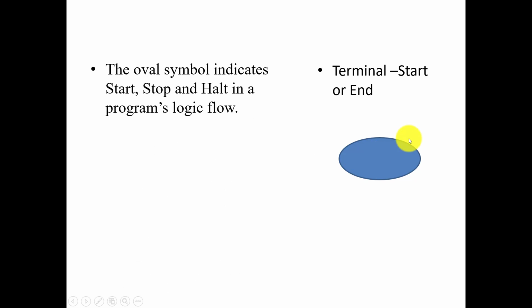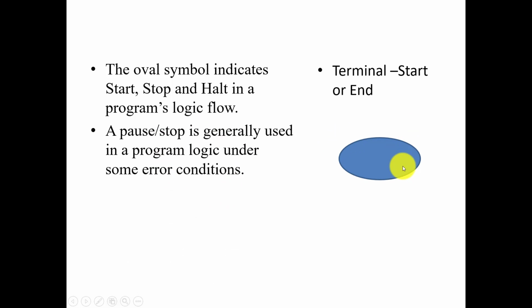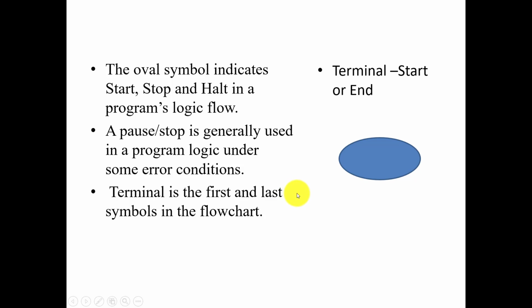The first symbol is the terminal, start or end. It is indicated by the oval shape. This oval symbol indicates your flowchart is going to start, stop or halt in the program logic flow. That is, it is used for starting and also to stop or pause in the logical order, or if some error occurs in the program or flowchart. It's also referred to as a terminal symbol. That is, it's the first and last symbol of the flowchart.